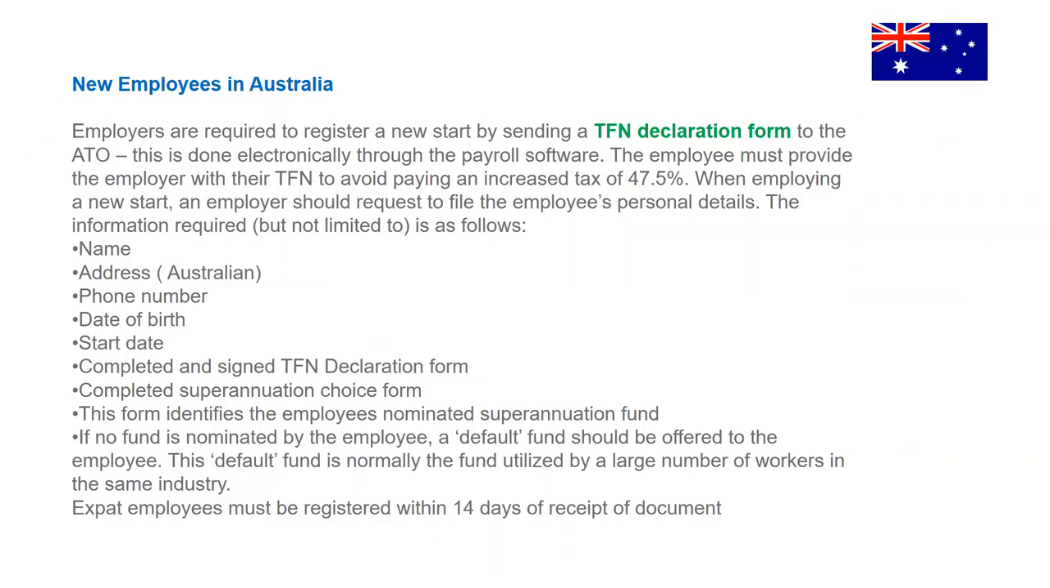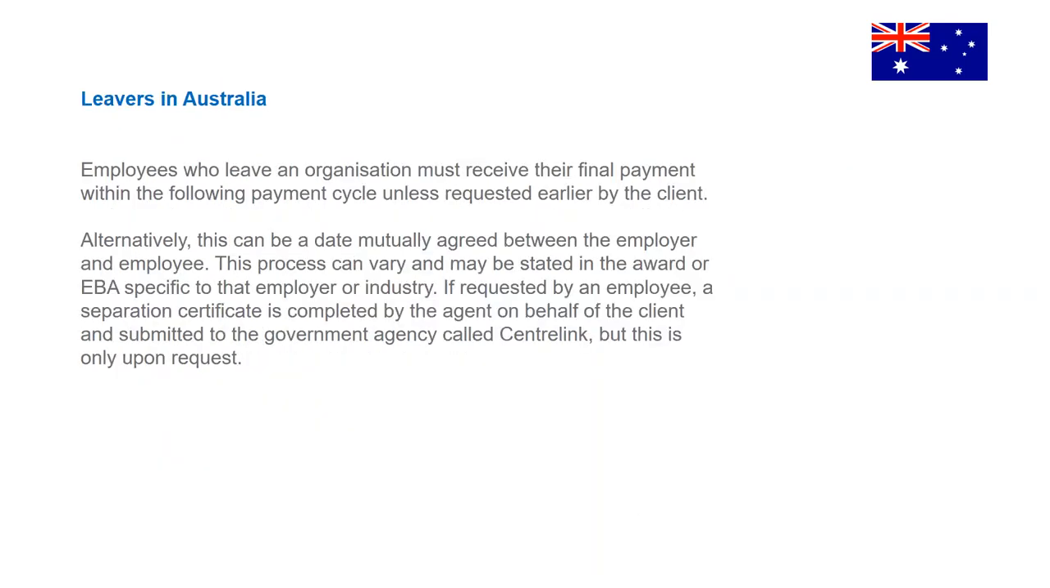Next, whenever you hire new employees, what are the activities? This is specific to onboarding as well as payroll, so I generally cover this in onboarding also. The TFN declaration form must be completed; otherwise it will be directly 47.55% tax. These are the basic information. Similarly, for people who are leaving, this is the offboarding part, and what they have to do, I just mentioned those regulations here.